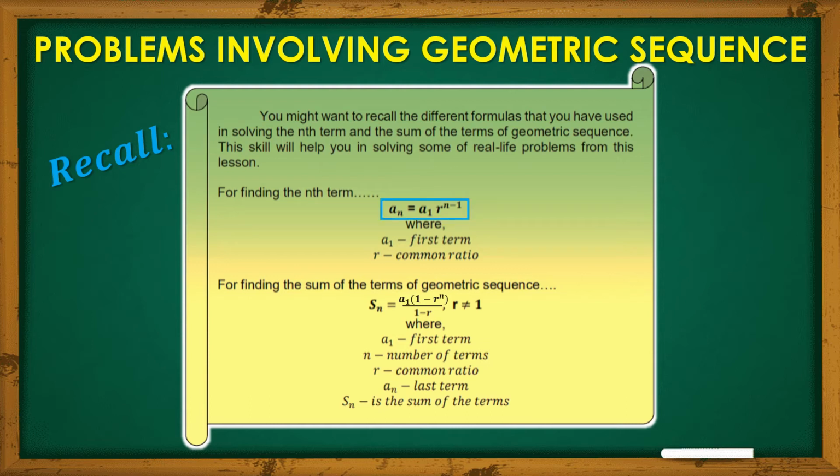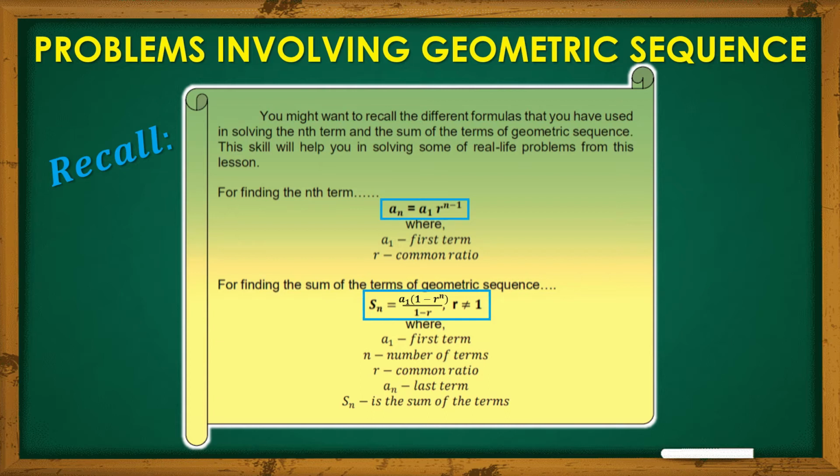We have a sub n equals a sub 1 times r raised to n minus 1 para sa nth term. At para naman sa sum of the terms, let's be particular with the finite geometric sequence. That is s sub n equals a sub 1 times 1 minus r raised to n all over 1 minus r. Take note, r should not be equal to 1 para hindi mag-0 ang denominator. Anong mangyayari? It will be undefined.